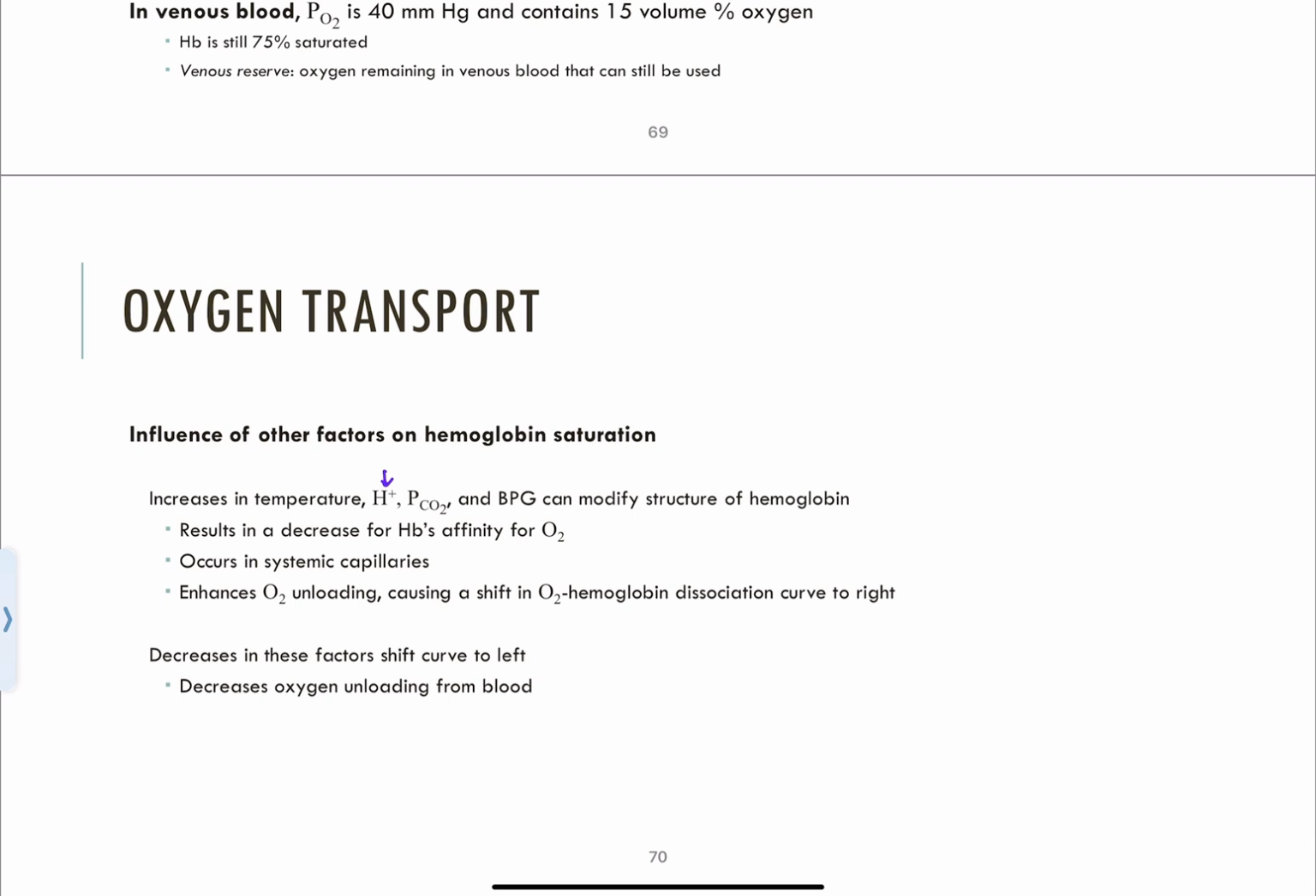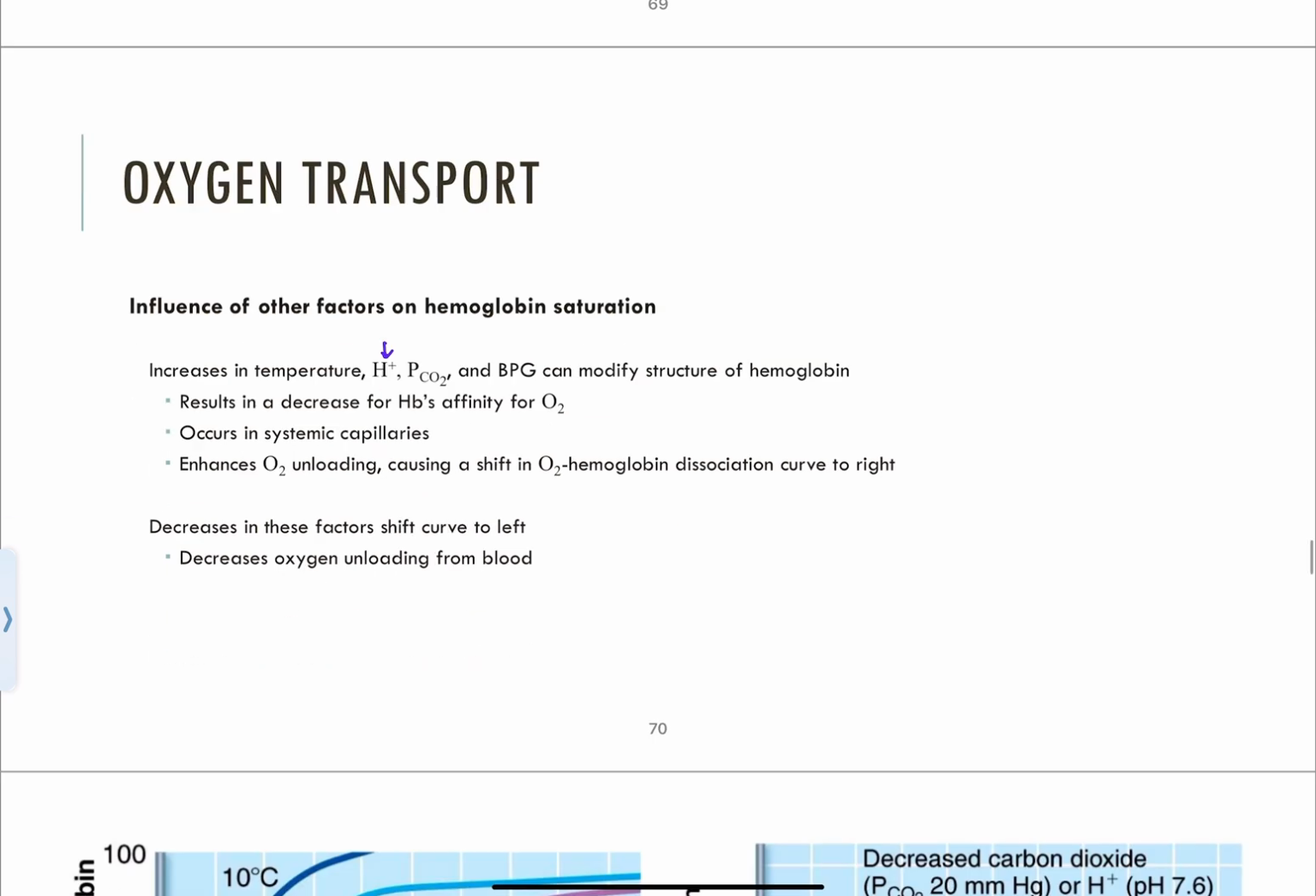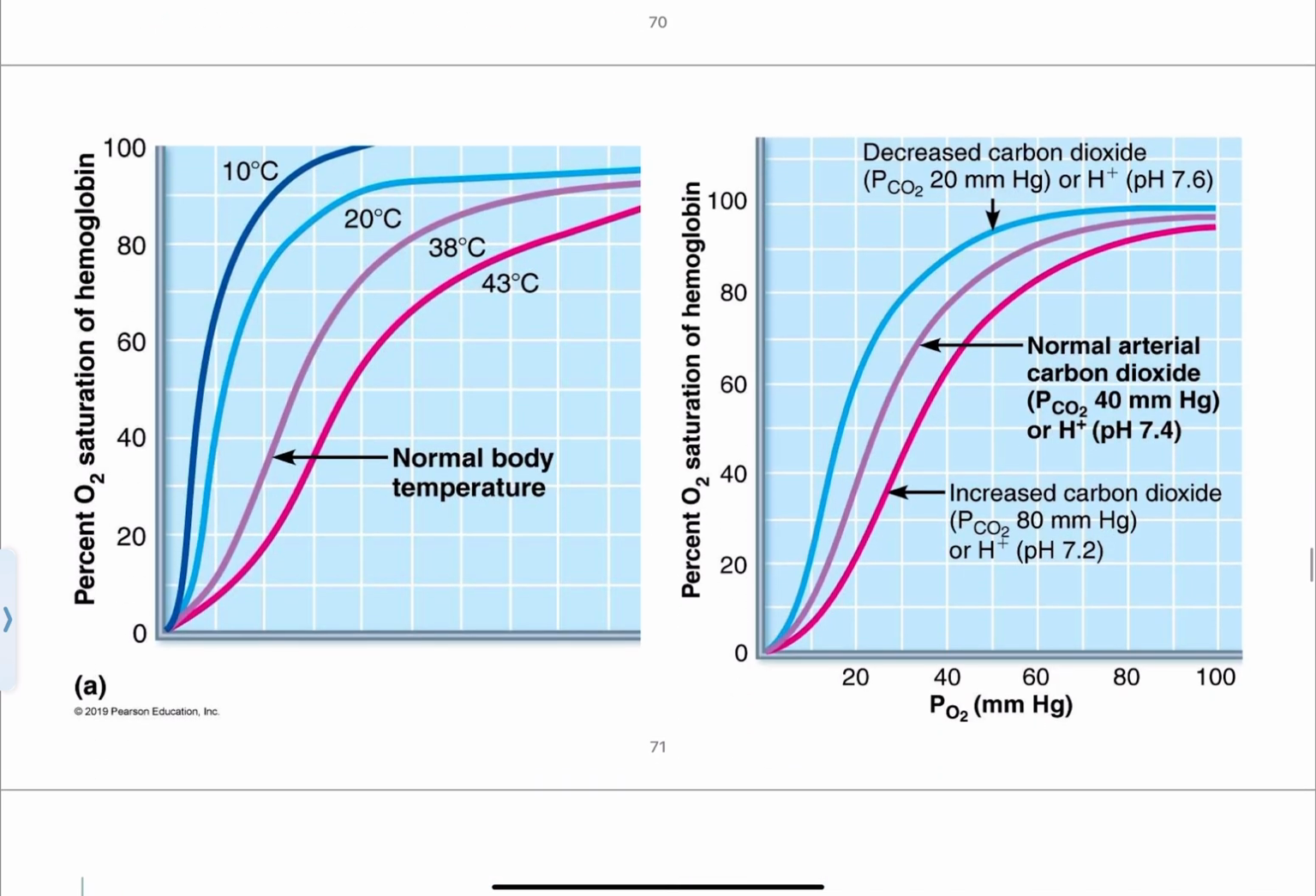If we have decreases in any of these factors, temperature, hydrogen ion concentration, the partial pressure of carbon dioxide, or BPG, we're going to have the reverse happen. We're going to decrease oxygen unloading from the blood, because we have low levels of these, meaning we haven't used a lot of oxygen in these tissues. So these are just the curves showing you how different things can affect it.